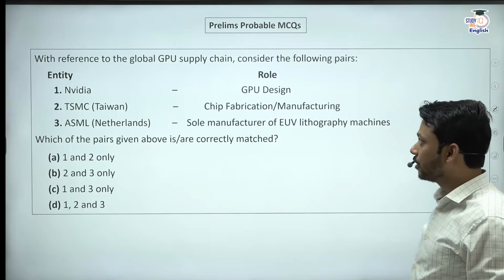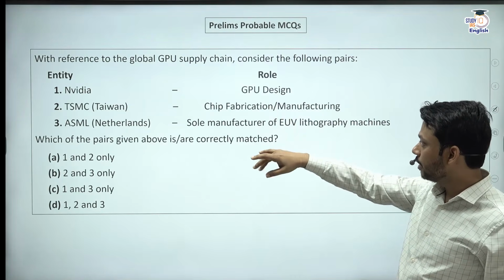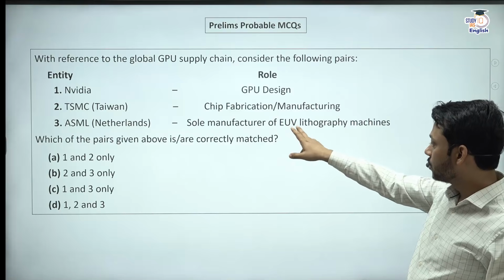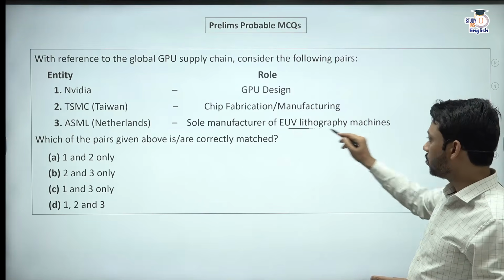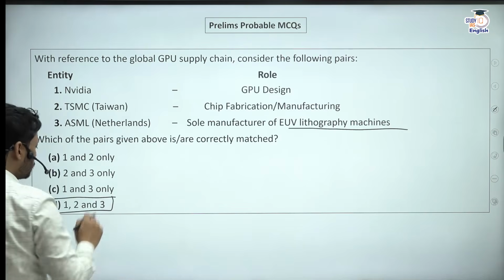Then let's do this last question. NVIDIA, GPU design; TSMC, fabrication; ASML, sole manufacturer of EUV lithography machines. And all of them are right. All of them are important for you to know.